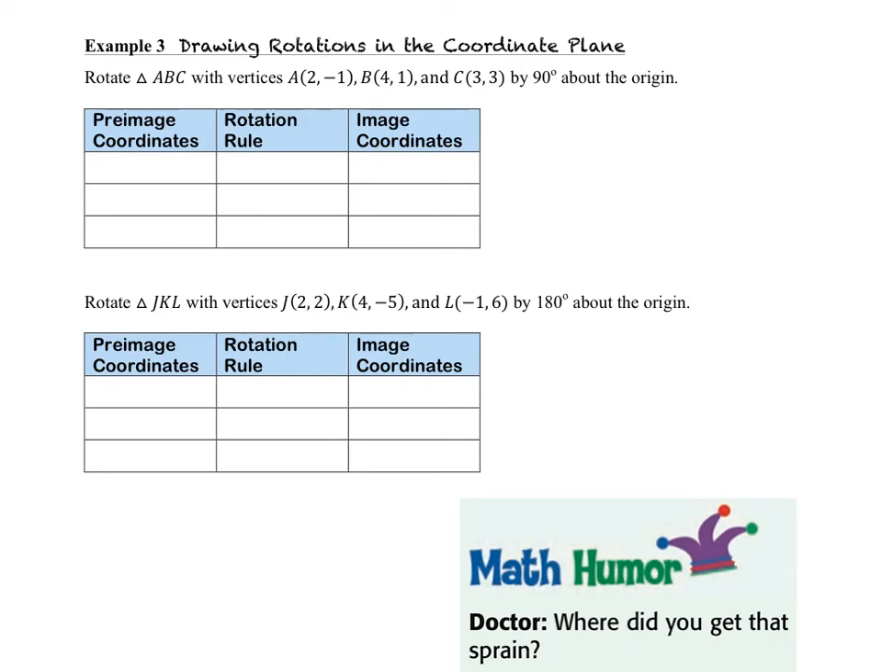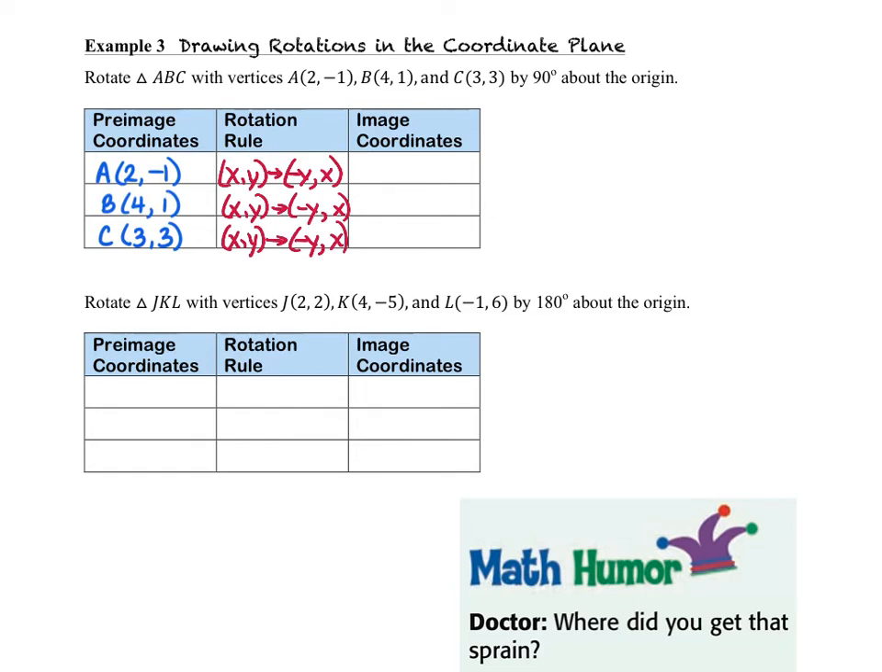In example 3, we want to be able to draw rotations in the coordinate plane. We're going to rotate triangle ABC with vertices A, B, and C by 90 degrees about the origin. Let's start by writing down our pre-image coordinates. Next, we need to take a look at the rotation rule that we just learned in the box, and the rotation rule said that (x, y) will map to (-y, x). And that's going to be the same rule for the 3 points.